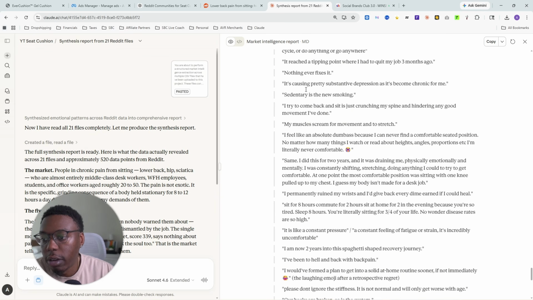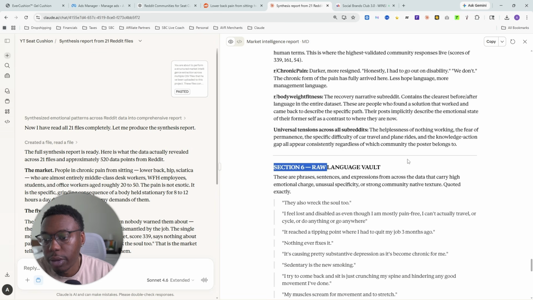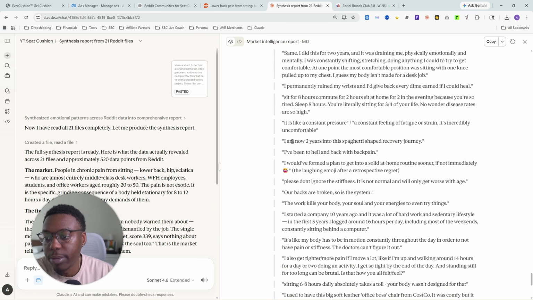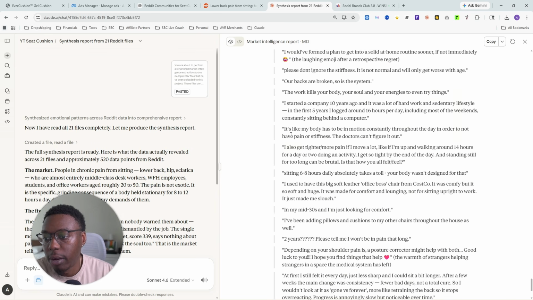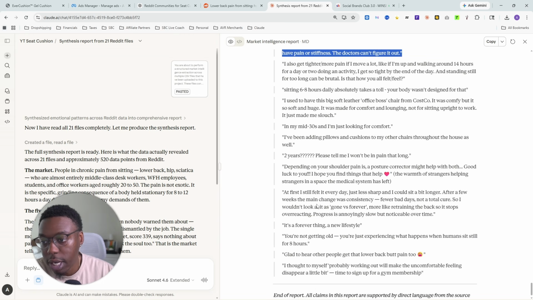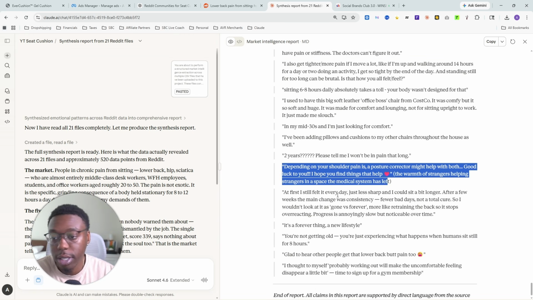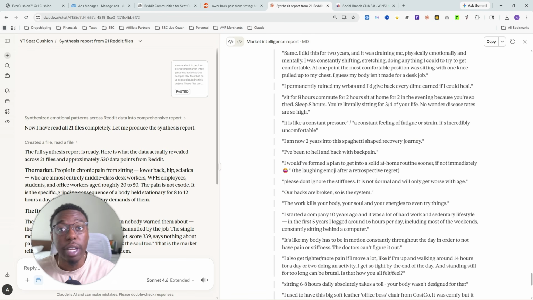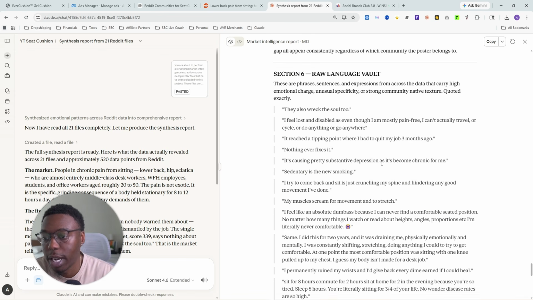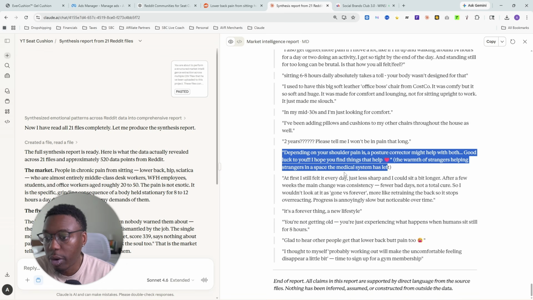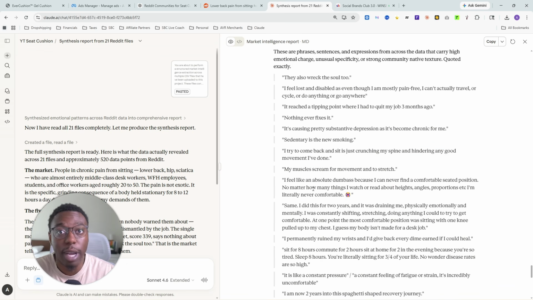And then this is the vault of different raw language extraction. So specific things people are saying in their posts there that we can use. Some of this stuff we can use for hooks in our stories. Some of this stuff we can use for inspiration for images that we're going to eventually pair these long form copy with. So you have the report done, and now it's time to start getting into writing some good copy.